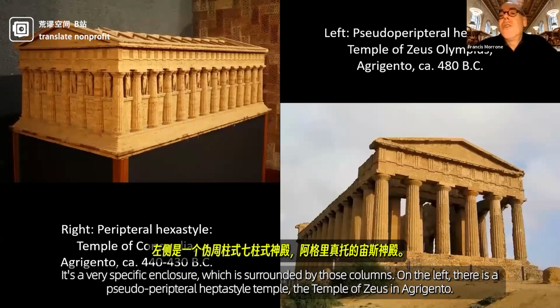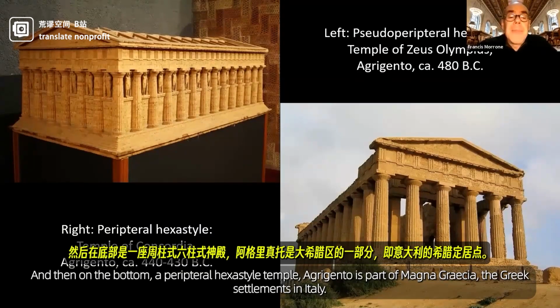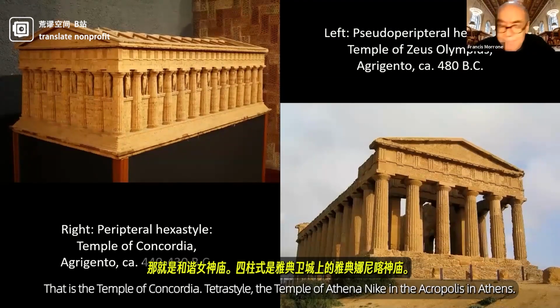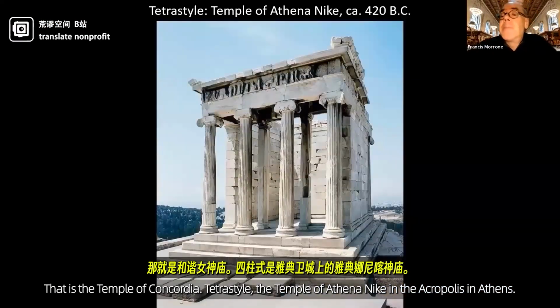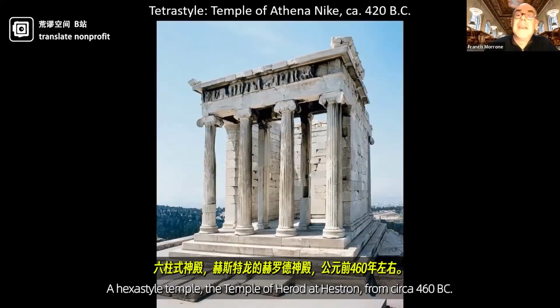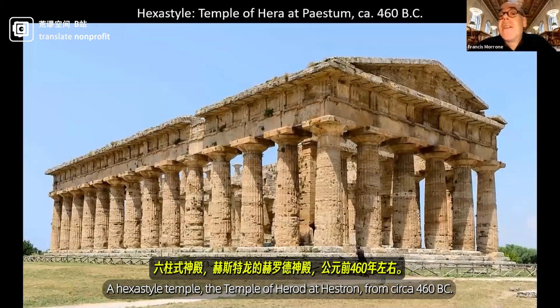On the left, there is a pseudo-peripteral heptastyle temple, the temple of Zeus in Agrigento. And then on the bottom, peripteral hexastyle temple. Agrigento is part of Magna Graecia, the Greek settlements in Italy. That is the Temple of Concordia. Tetrastyle, the Temple of Athena Nike in the Acropolis in Athens. A hexastyle temple, the Temple of Hera at Paestum, from circa 460 BC.